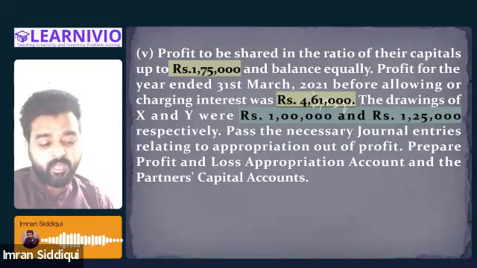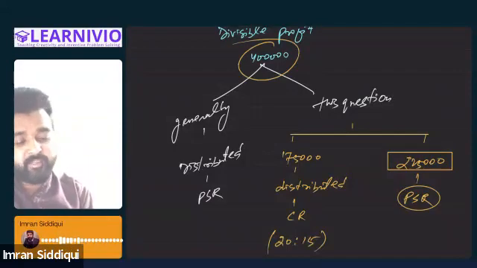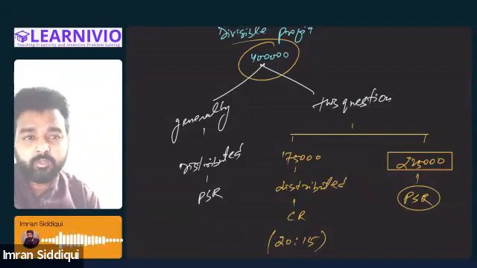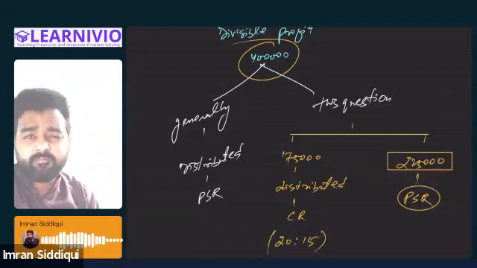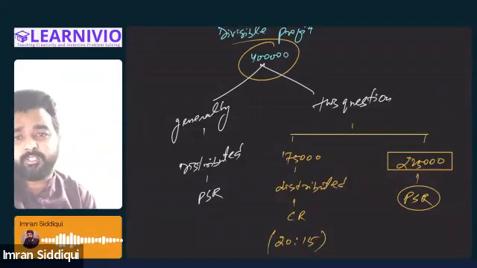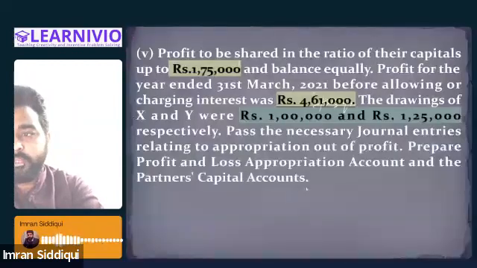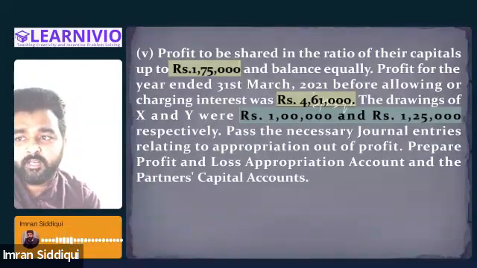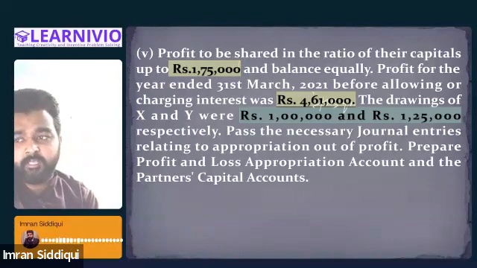I've just given an example. I've taken a random figure here, 4 lakh. I'm not saying that you are going to get 4 lakh as the profit. Whatever the divisible profit you get, out of that 1,75,000 is to be distributed among the partners in the capital ratio, and the remaining is to be distributed in the profit sharing ratio. I hope this point is clear now. Is that clear? Okay.